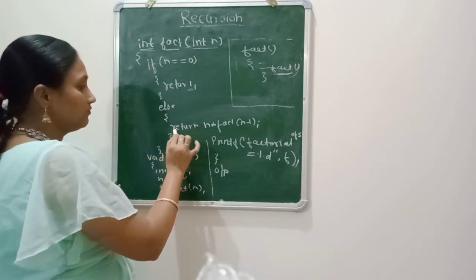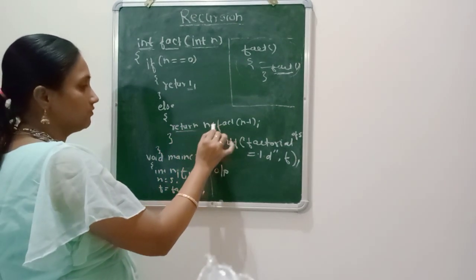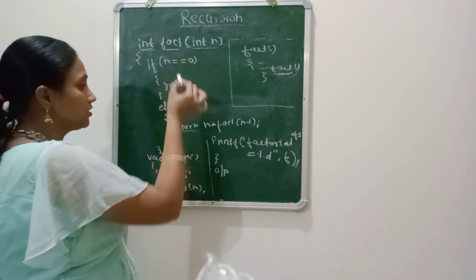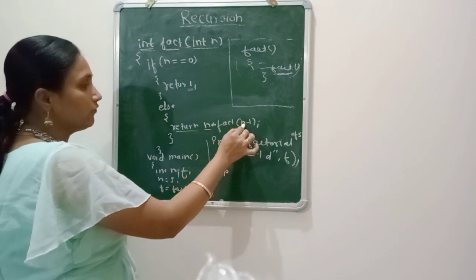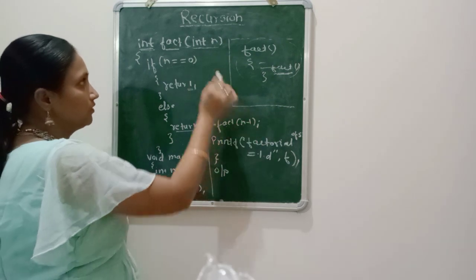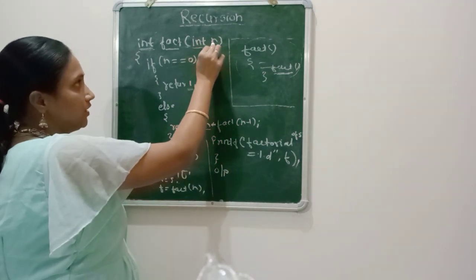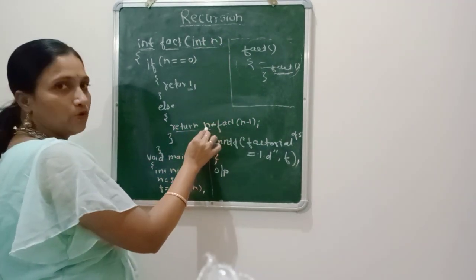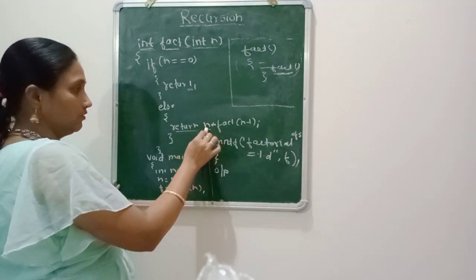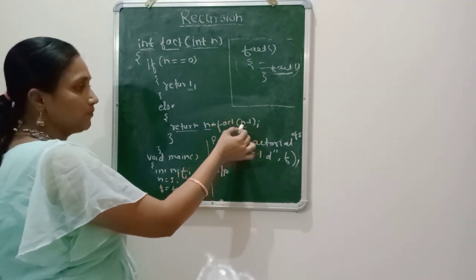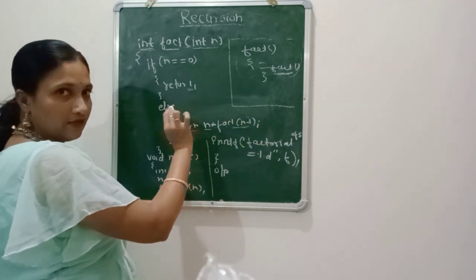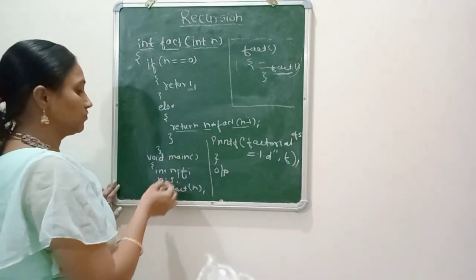Then every time, if it is not 0, we are returning n into factorial of n minus 1. So this is n. n is the number of which you are going to find the factorial. Into, again we are calling the same function and passing one value less than that number.